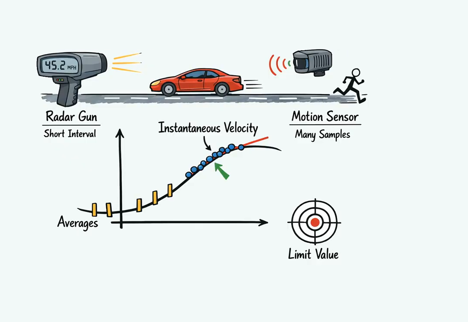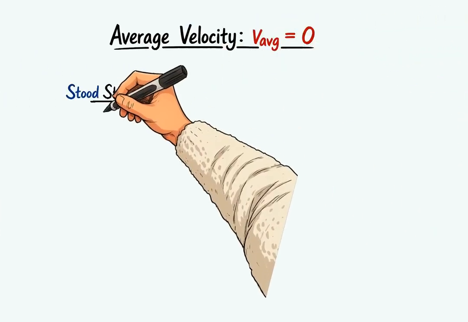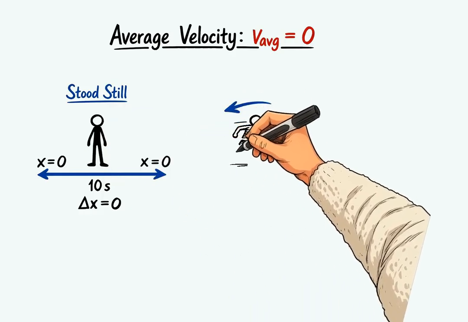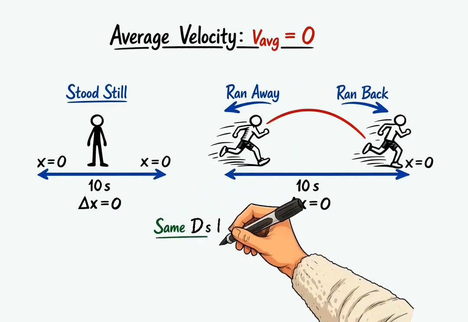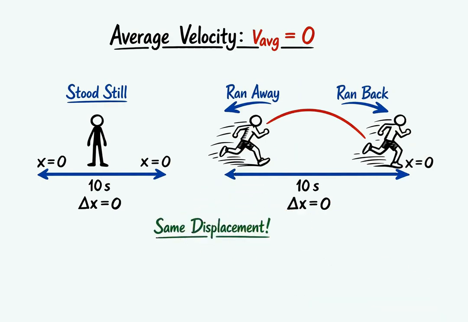This is also where a common misconception needs to be dismantled carefully. Average velocity being 0 does not mean instantaneous velocity was 0 throughout the interval. Average velocity depends only on net displacement. If you start at x equals 0 and end at x equals 0, 10 seconds later, then delta x equals 0 and v sub avg equals 0. That statement is equally true if you stood still the whole time or sprinted away and sprinted back.